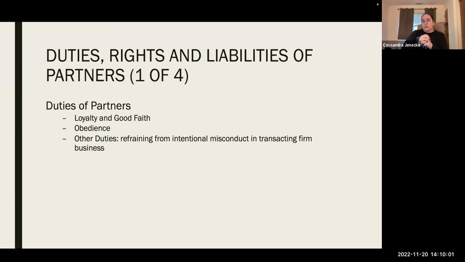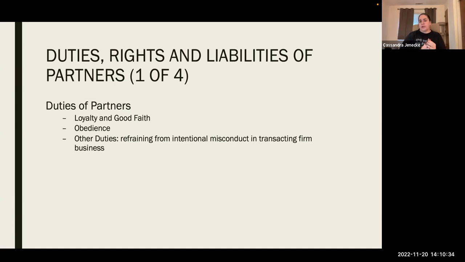So the duties, rights, and liabilities of partners. You will have heard some of these before. We talked about the duties of agents, right, in that agency section that we had. And you're going to see that some of those duties are very similar here. So much like with agency, we have the duty of loyalty and good faith to the partnership. You have a duty of obedience to your partnership, and you have an obligation to refrain from any intentional misconduct while you're transacting firm business.